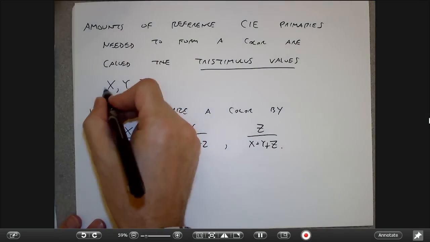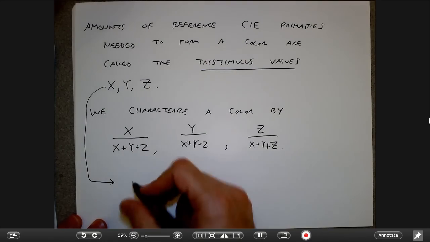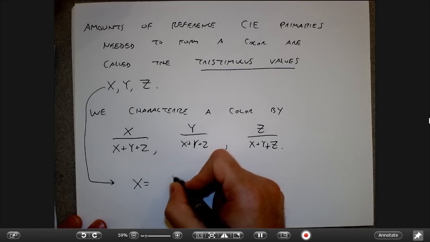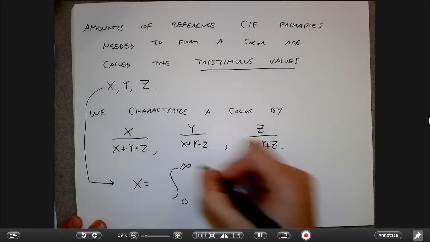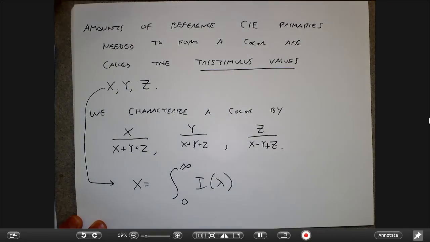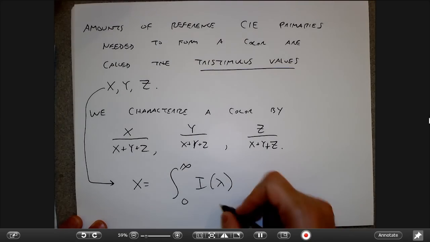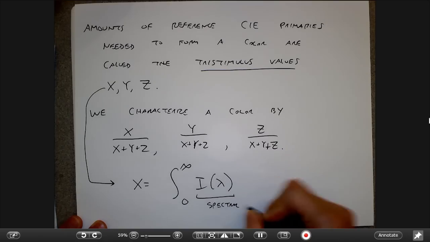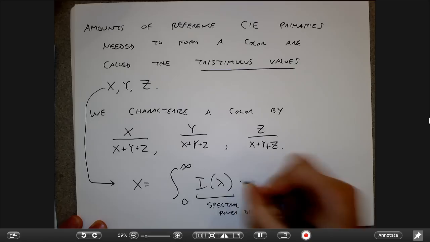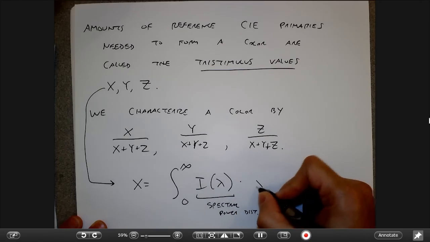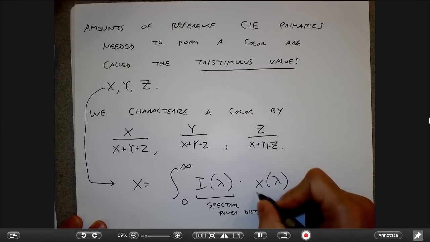And so that leads to, let me just say for a second, how do we get something like this X? This is a number. The way it works is I get X by integrating the spectral power distribution of the color given the wavelength. So this is basically the spectral power distribution. I multiply that by the color matching function.